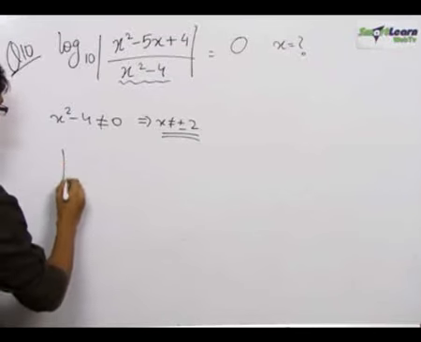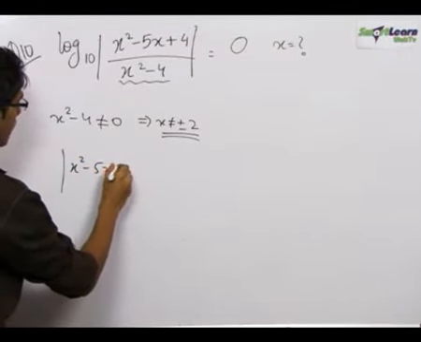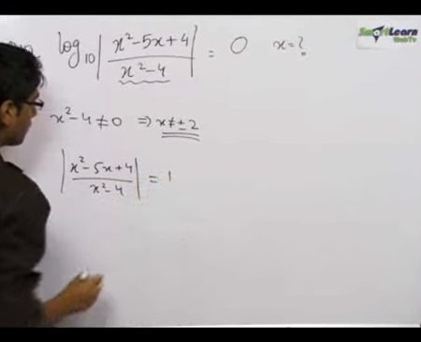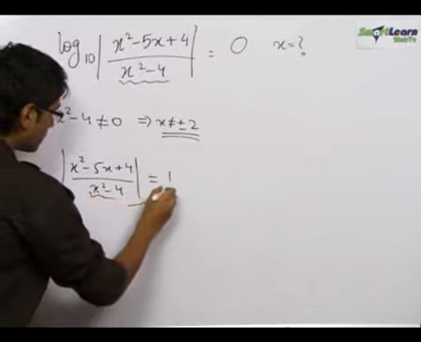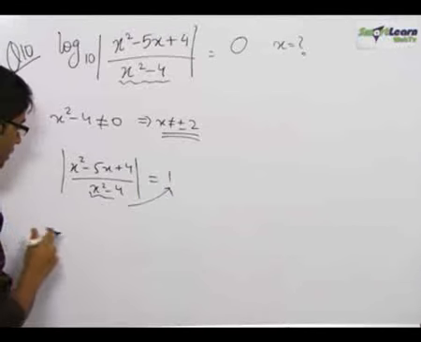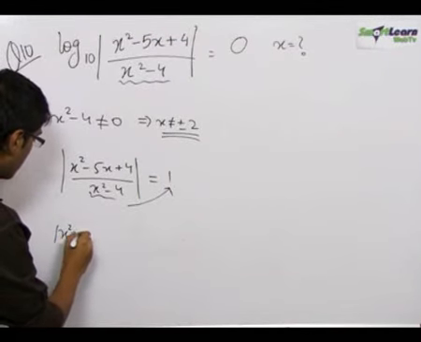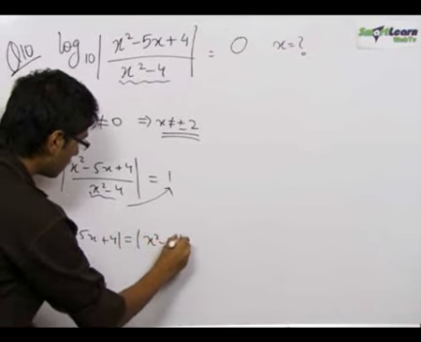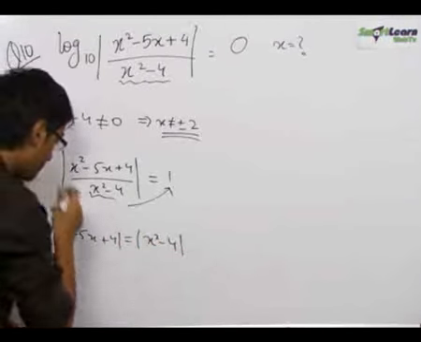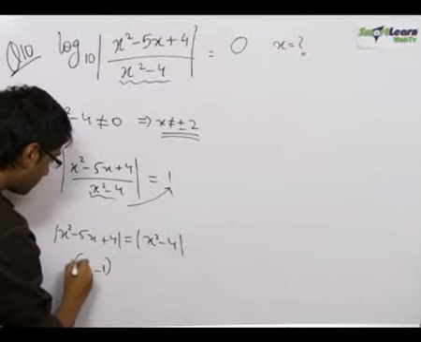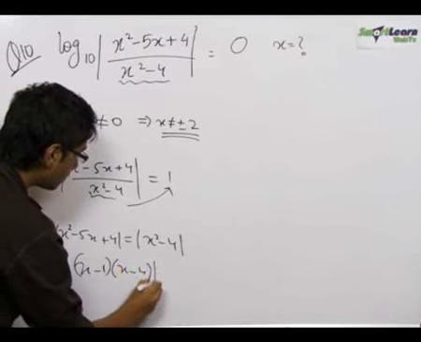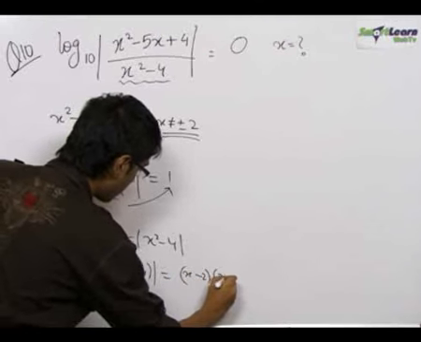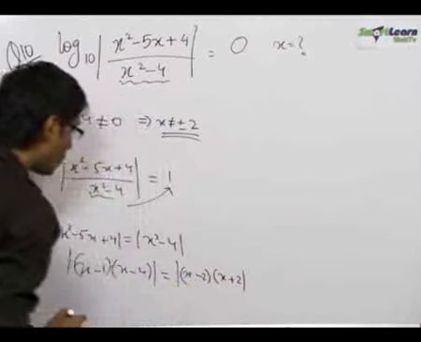Now this is written as modulus of x square minus 5x plus 4 upon x square minus 4 is equal to 1. We take the denominator to the right hand side since it is positive, to get modulus of x square minus 5x plus 4 is equal to modulus of x square minus 4, which gives modulus of x minus 1, x minus 4 is equal to modulus of x minus 2, x plus 2.